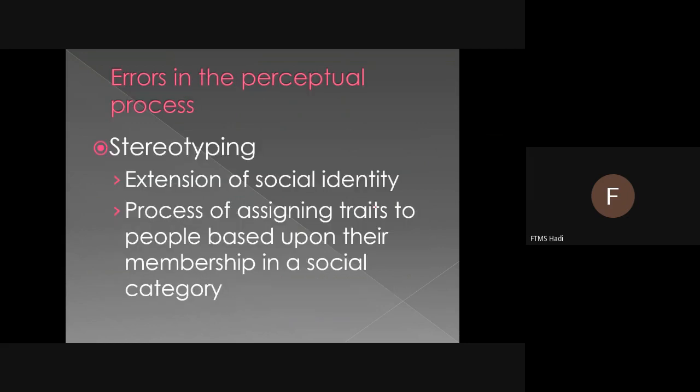Okay, errors in perceptual process. In other words, we can say wrong judgment. Why does perception sometimes have a wrong judgment? Why did you make such a blunder or mistake during your judgment or impression about other people? The first one is stereotyping. In a simple word, stereotyping means that you look at one person and then you make a conclusion based on the whole society.